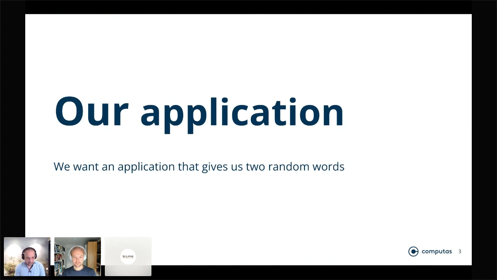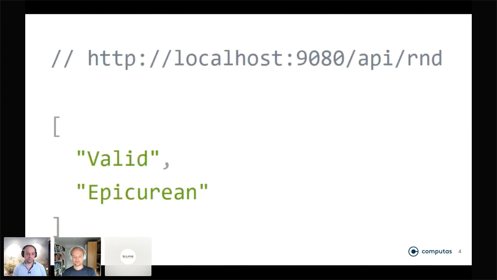So the application is a very simple application. It just gives you back two random words from two different dictionaries, typically an adjective and a noun. Every time you call the API, it will give you a list of two words. One will be a noun and the other one will be an adjective. Something like this.